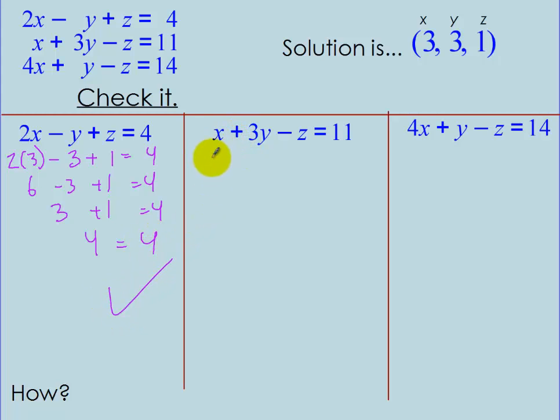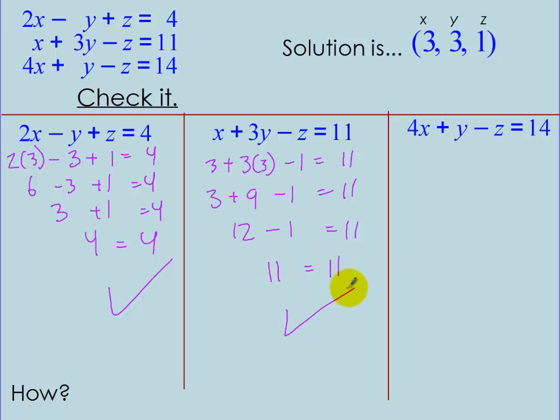Let's try the next one. It's going to be 3 plus 3 times 3 minus 1 equals 11. So 3 plus 9 minus 1 equals 11. 3 plus 9 is 12 minus 1 equals 11. And 12 minus 1 is 11. And 11 does equal 11, so that checks out.